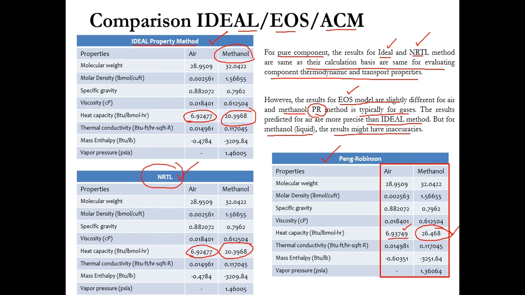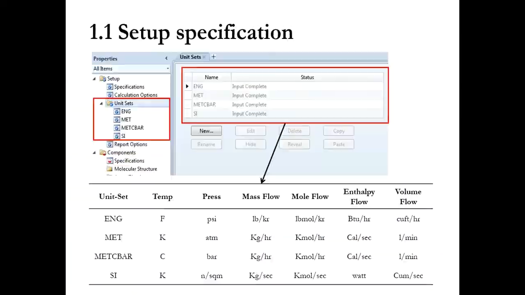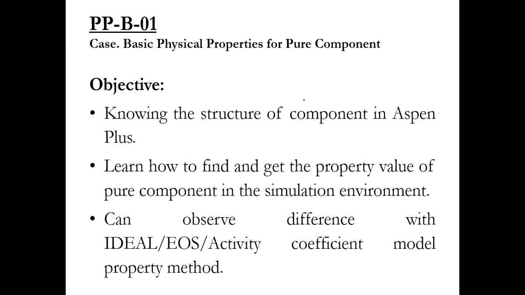Okay. So that's all from this lecture of Aspen Plus that we have. Firstly, if I take you back to the objective, we have known the structure of the component, we have found the property values of the component, and we have observed the difference in ideal, equation of state, and activity coefficient property methods.